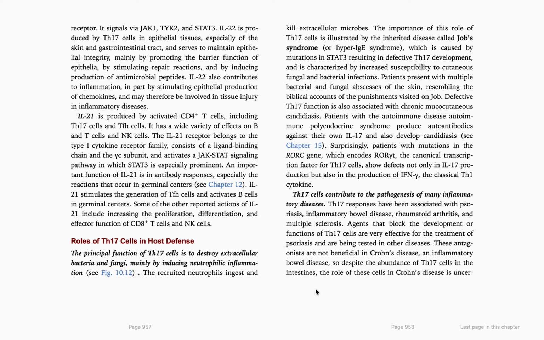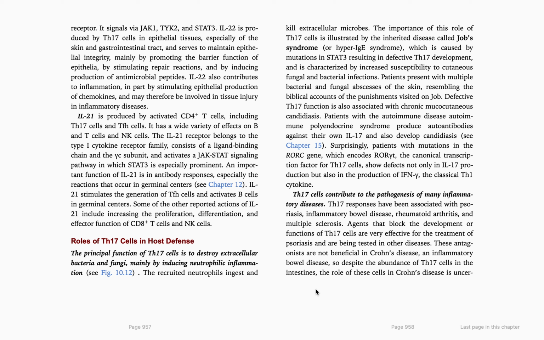Interleukin 22 is produced by T helper 17 cells in epithelial tissues, especially those of the skin and gastrointestinal tract, and serves to maintain epithelial integrity mainly by promoting the epithelial barrier function, stimulating repair reactions, and inducing production of antimicrobial peptides. Interleukin 22 also contributes to inflammation, in part by stimulating the epithelial production of chemokines, and may therefore be involved in tissue injury in inflammatory diseases.